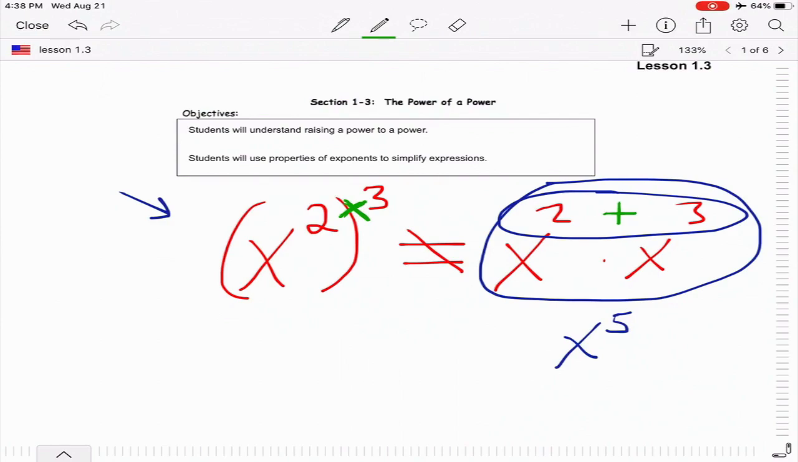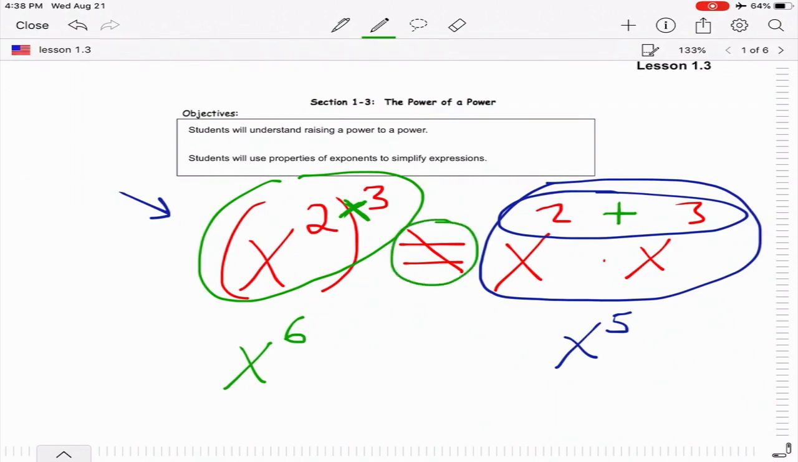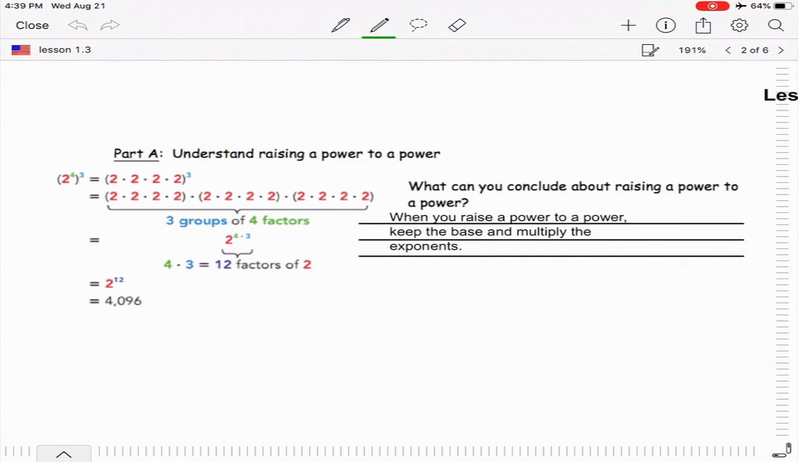But once again, to solve this problem right here, you're doing 2 times 3, which is x to the 6th power. Notice how you get two different answers. That's why they're not equal to each other. In short, when one base has two exponents, you're going to multiply those two exponents. That's pretty much what we're learning today. When you raise a power to a power, keep the base and multiply the exponents. Just as before, you keep the base alone, but this time you're going to multiply the exponents. Not add them, not subtract them, but multiply them.